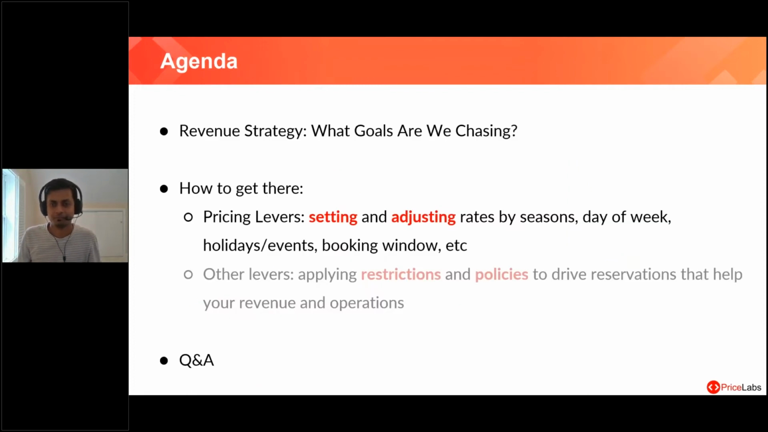Now, before we go into the session, one of the very important things to understand is that for any strategy, it's very important to define what goals we are after. Once we know what those goals are, then we know what we are trying to do, how to get there, and how to measure whether we are getting there or not.